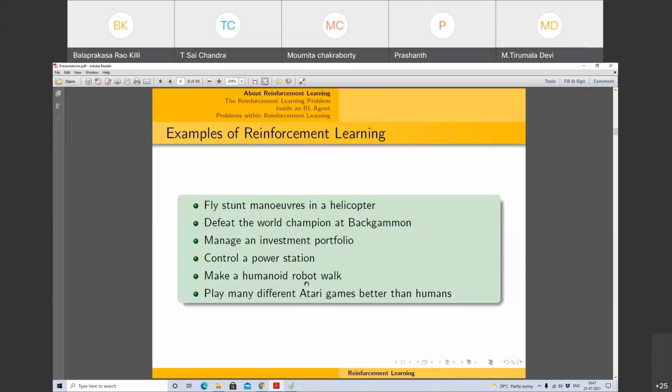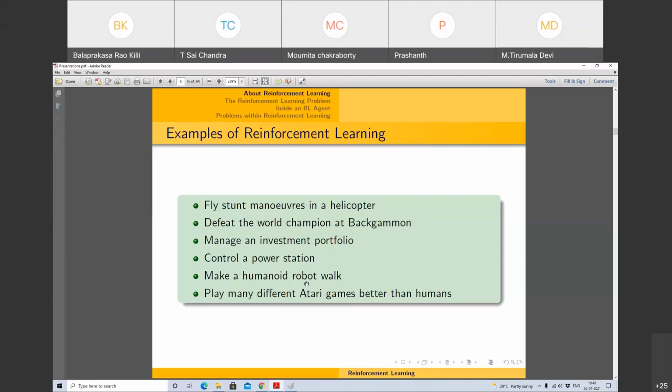Similarly, controlling a power station. Suppose you have a power station and you want to control many parameters, like the torque and the speed at which the wheels have to rotate. These parameters have to be decided by this reinforcement learning agent at every time. Let us say for every half an hour or one hour, this agent has to pick decisions like whether to increase the speed or decrease the speed. All these things have to be decided by this agent.